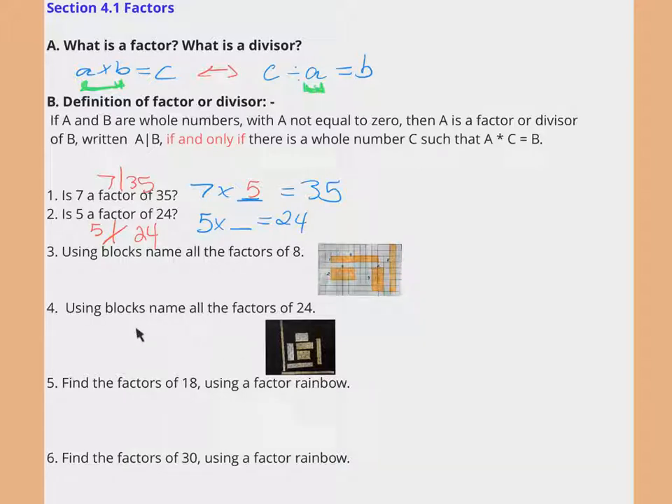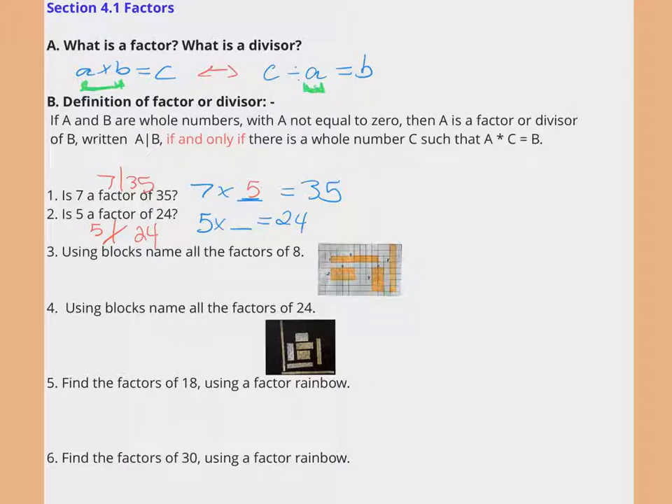We can do the same thing with blocks to find the factors of 24. Here you can see we have a 1 by 24 and then a 24 by 1. We have a 2 by 12 and a 12 by 2. We have a 3 by 8 and then an 8 by 3. And we have a 4 by 6 and a 6 by 4. So we have all of those different ways of writing out 24.